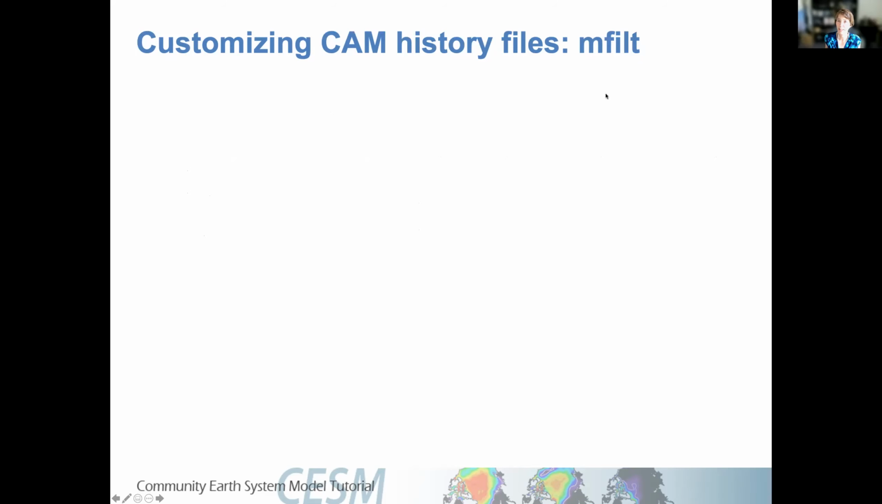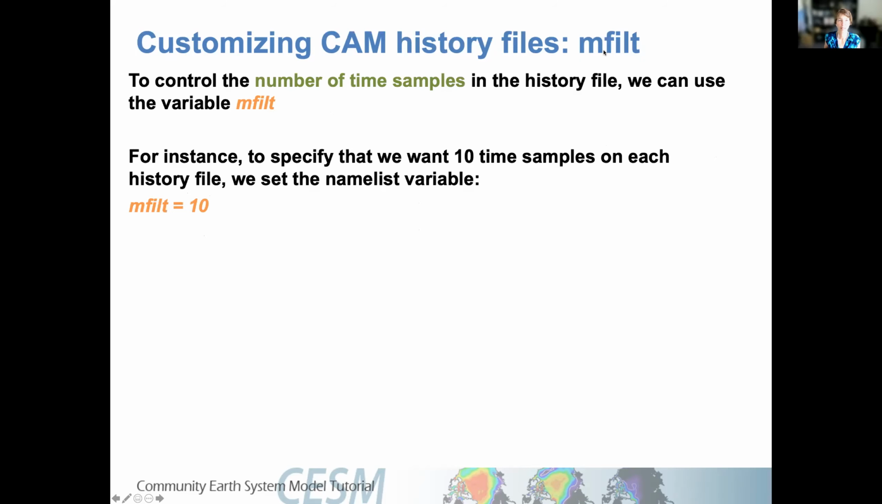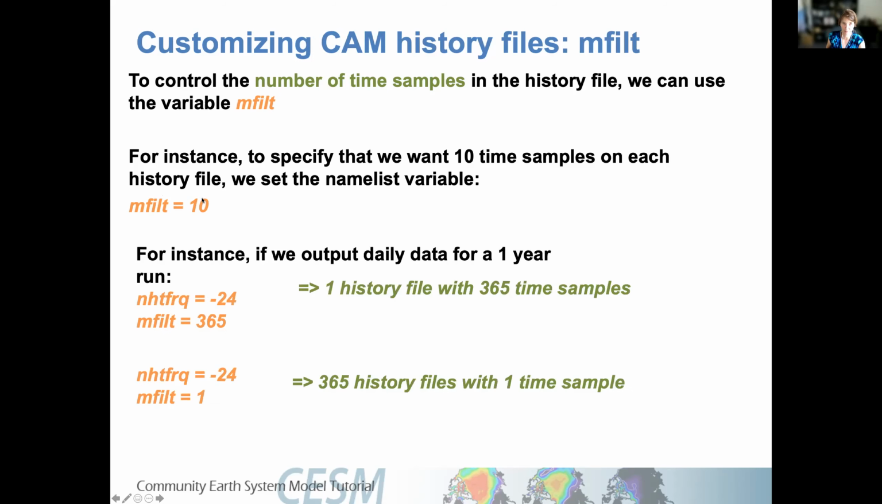Then there is also another variable called mfilt, and it's going to allow you to control the number of time samples in one file. By default, the monthly history file will have only one time sample. Then you will have one file for every month. But you can say, I don't want one file for every month, I would like to have 10 months in a single file. In this case, you will set mfilt equal to 10.